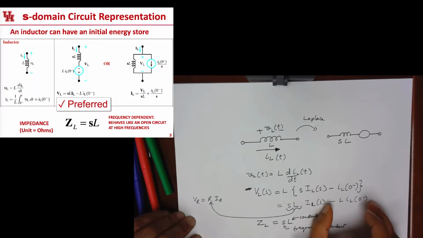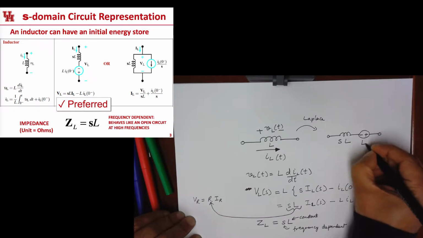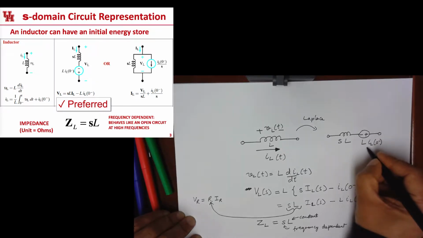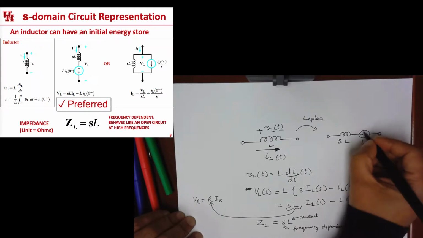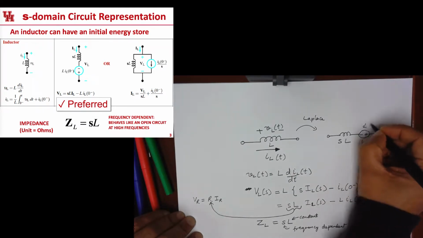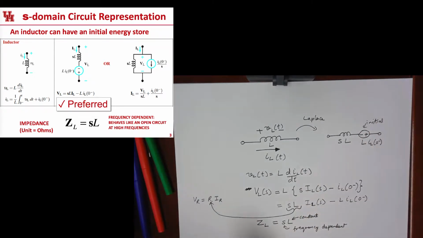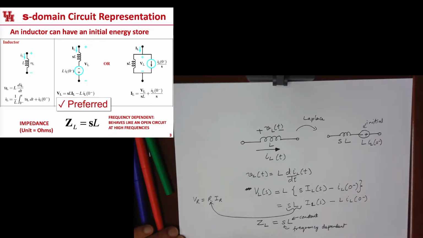And in series with that is this negative voltage, so we put a negative sign this way. This voltage is going to be L times I sub L of 0 minus. The initial current through the inductor, which is the initial energy stored in the inductor, is represented by this. So this represents the initial condition. An inductor can have an initial store of energy, and it's essentially represented by this voltage source.